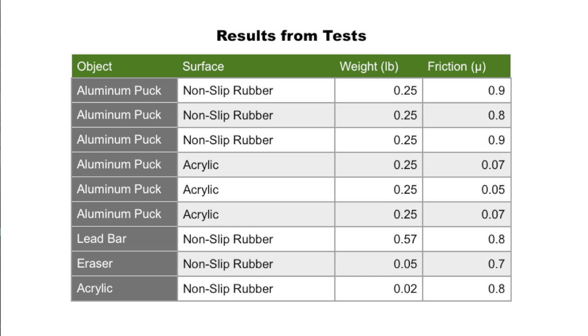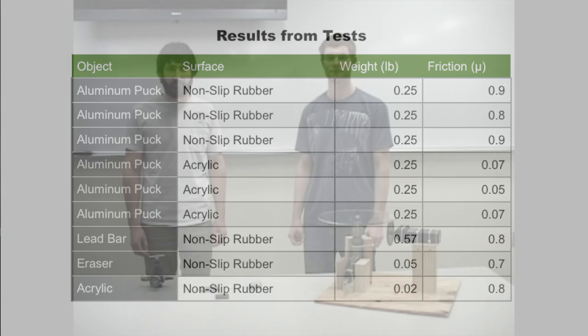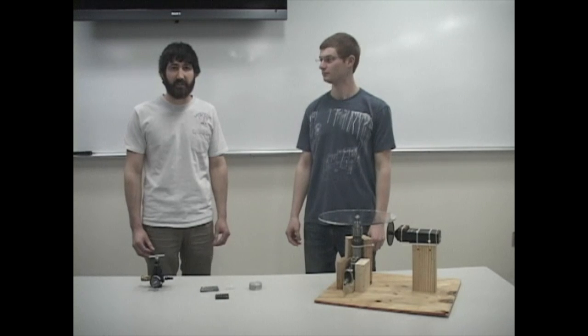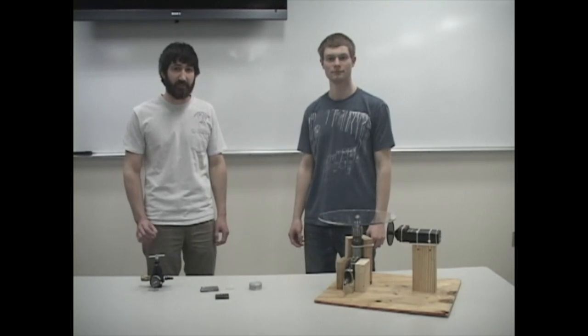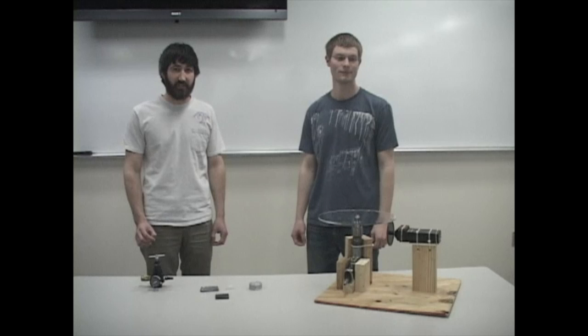In this data table, we see the influence that the non-slick surface has on the coefficient of friction. Notice that the mass has no effect on the friction coefficient. In the video, it was proven that regardless of mass and distance from the center, the friction coefficient is based on material properties.